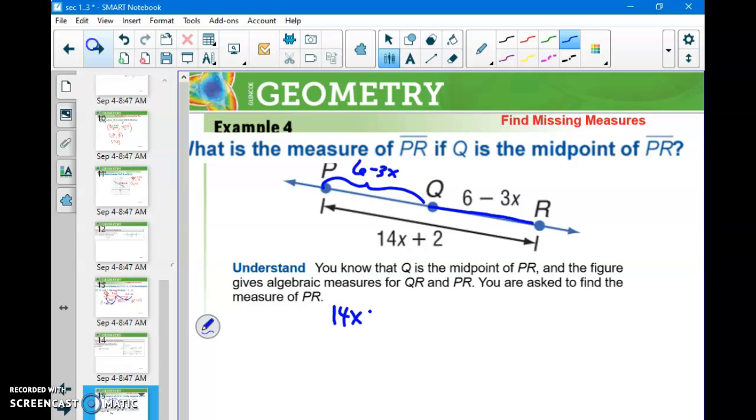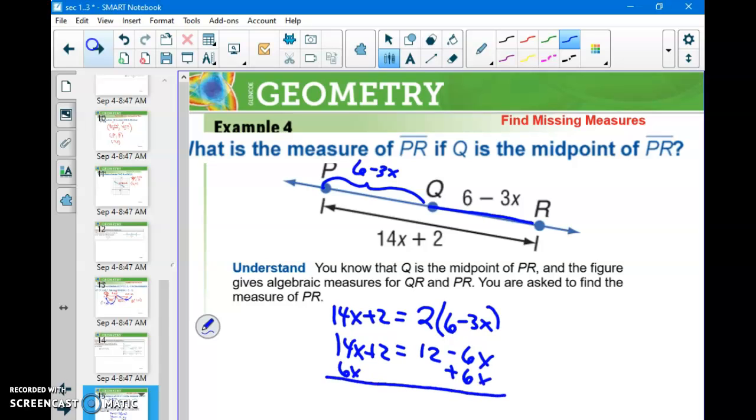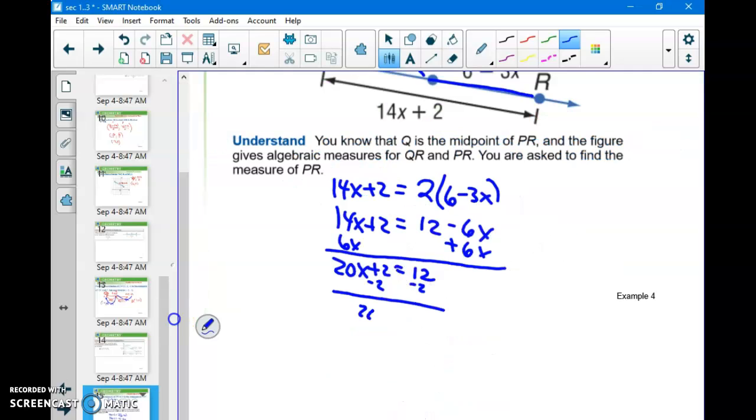I know that 14x plus 2 has to be equal to 2 of these 6 minus 3x lengths, which gives me 14x plus 2 equals 12 minus 6x. Adding 6x to both sides gives me 20x plus 2 equals 12. And subtract 2, and I get a value of 20x equaling 10, so x must be a half.